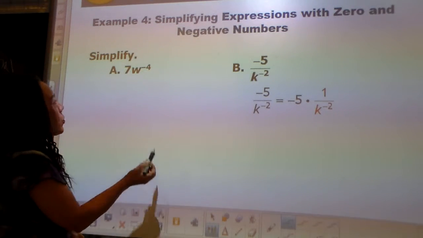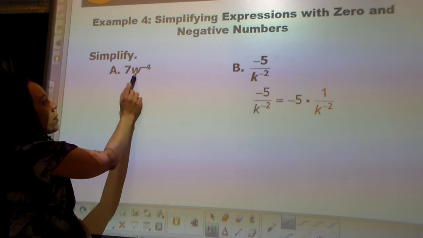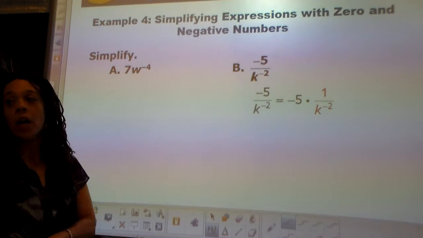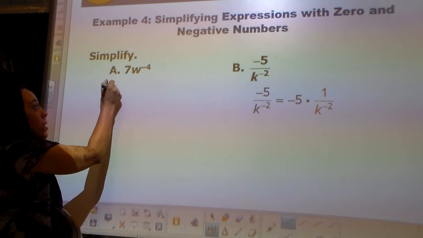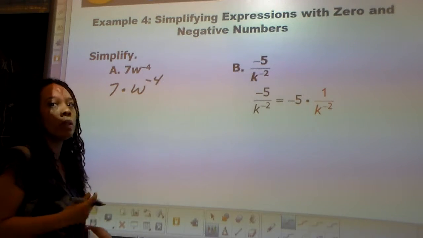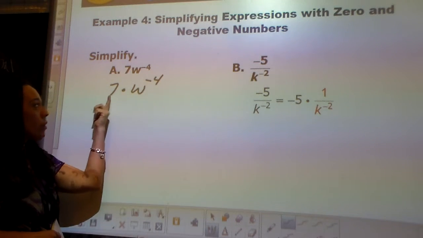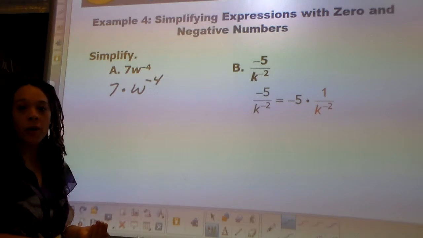So what we're doing is we see problems like problem A here. It says 7 times w to the negative 4th power. The first thing you want to notice is that if you break these apart, it's 7 times w to the negative 4th power is what that means. So I pull the coefficient out from the variable that's attached to the exponent.